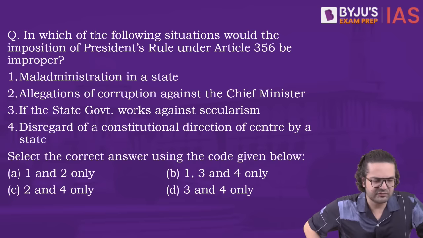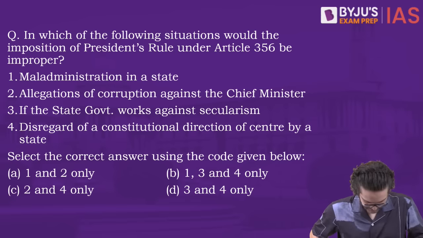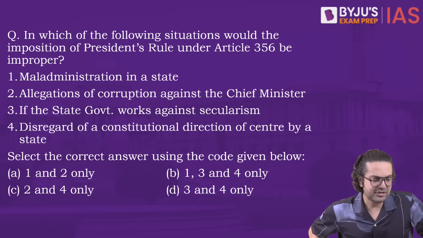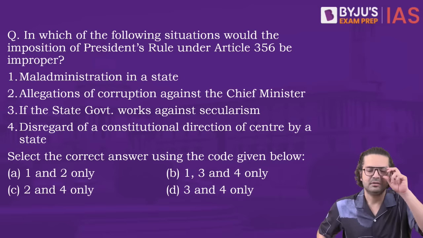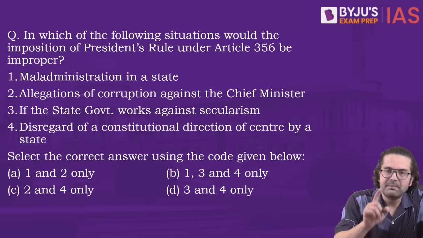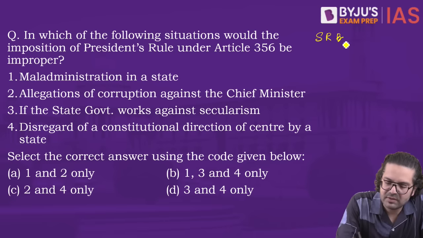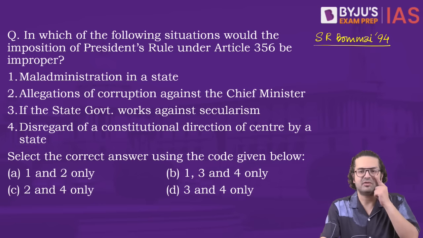In which of the following situations would the imposition of President's rule under Article 356 be improper? Maladministration in a state. Allegations of corruption against the chief minister. If the state government works against secularism. Or number 4, disregard of a constitutional direction of center by a state. See, the misuse of Article 356, we have a very interesting judgment, S.R. Bommai judgment of 1994, and there are also some guidelines from Sarkaria Commission in this regard.